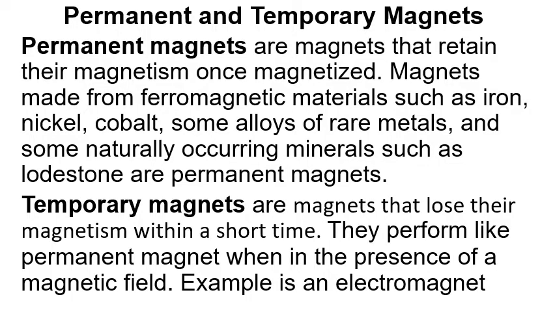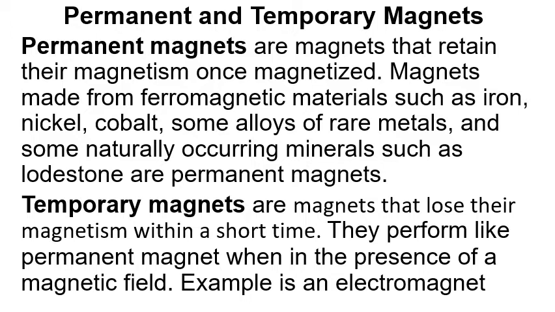Permanent and temporal magnets. Permanent magnets are magnets that retain their magnetism once magnetized. Magnets made from ferromagnetic materials such as iron, nickel, cobalt, some alloys of rare metals, and some naturally occurring minerals such as lodestone are permanent magnets.